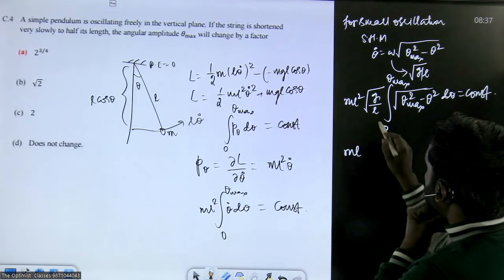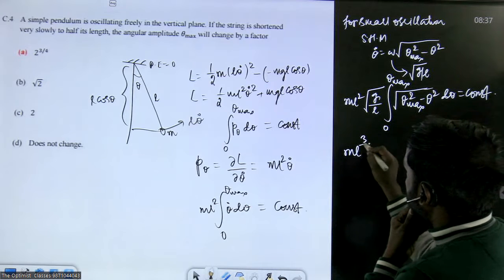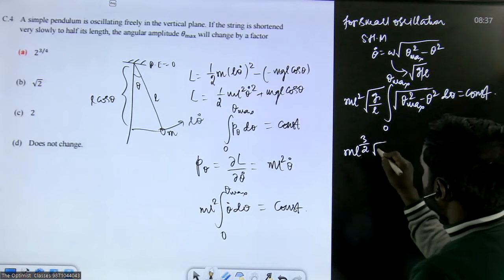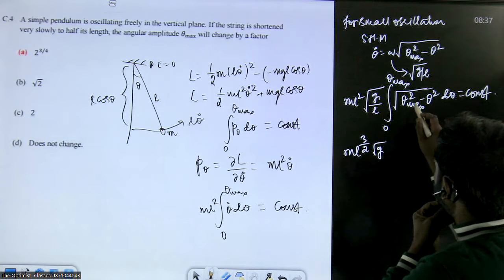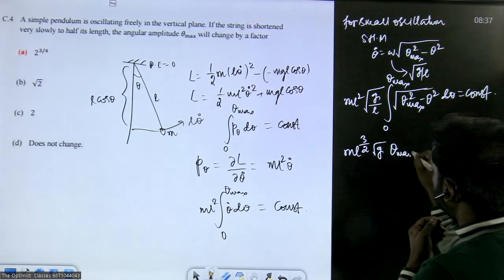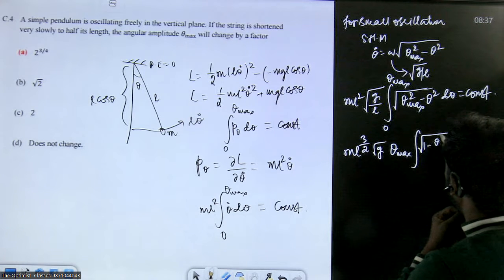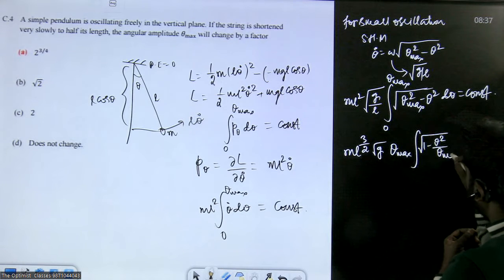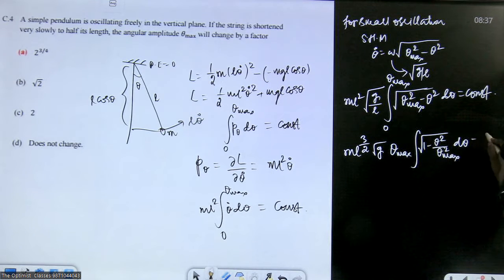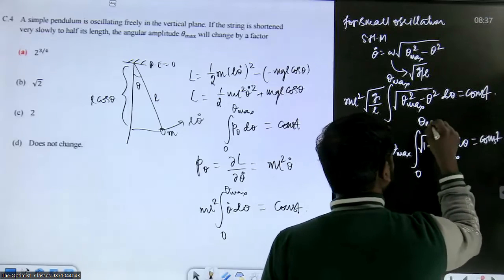See, we have m and L to the power 2 minus 1 by 2, so that is actually 3 by 2. You combine these two and you have root g here. And from here, take theta max out. So we will get a theta max term here, and here we get 1 minus theta square by theta max square, and d theta. And that is equal to constant. Okay, and the limit is 0 to theta max.